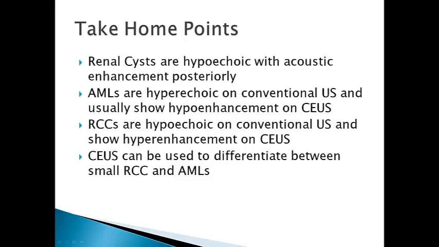And one of the important things to remember is that small renal cell carcinomas, 4 centimeters or less especially, tend to present very similarly on ultrasound to AMLs. 30 to 40% will be hyperechoic, much like AMLs, rather than hypoechoic. In which case, as the study showed previously, contrast-enhanced ultrasound can be used to differentiate between these small RCCs and AMLs. And this concludes my presentation on renal masses with ultrasound.